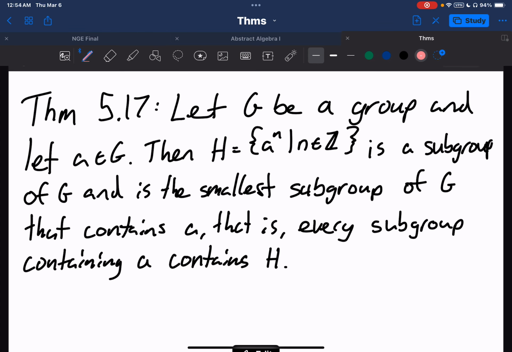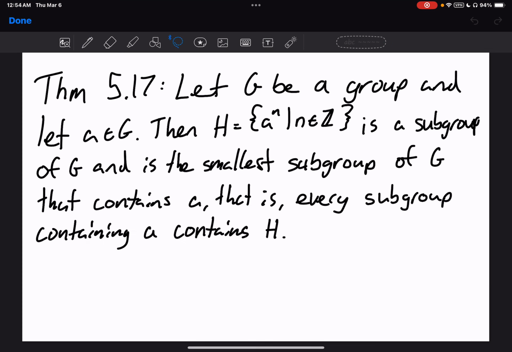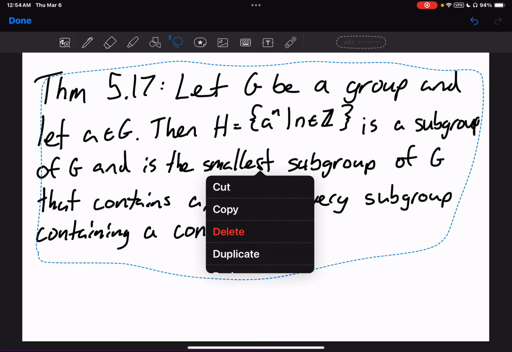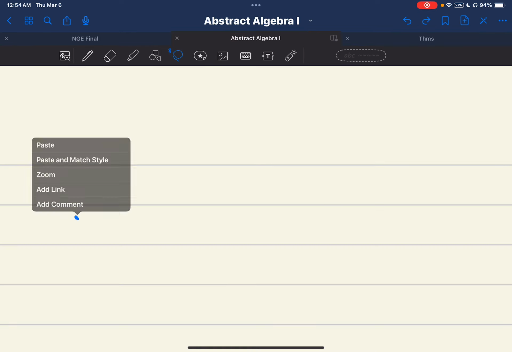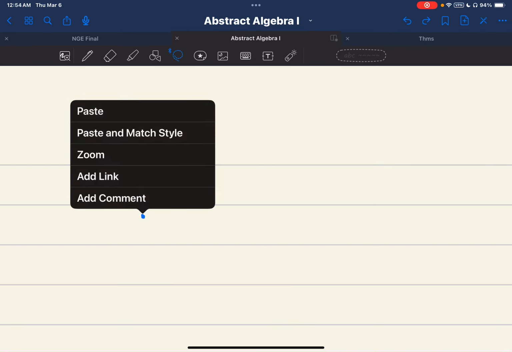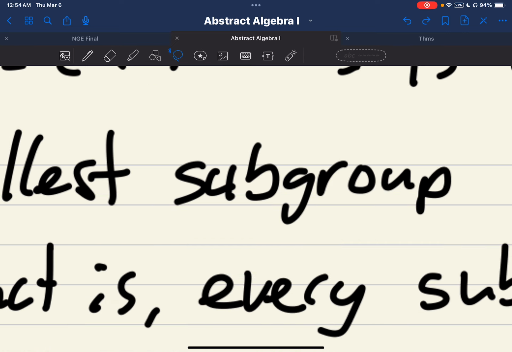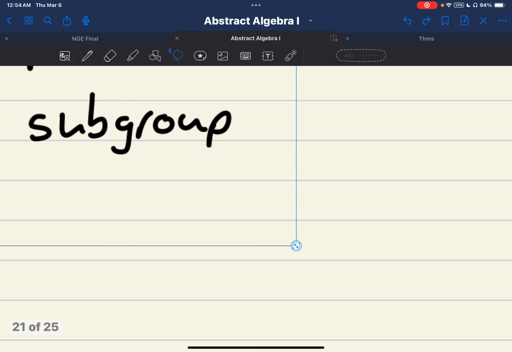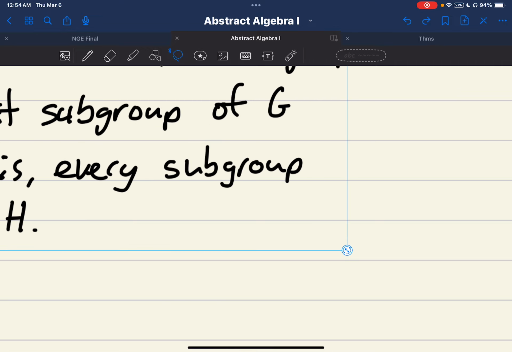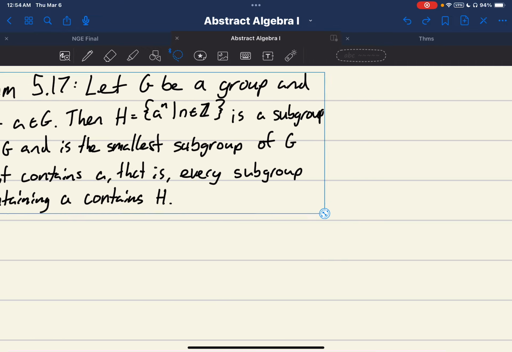Let's be honest here. This is theorem 5.17. I'm gonna just copy it over and then I'll read it out. But first I want to get to my scratch paper to feel safe. I'm introducing these proofs as a way of getting more familiar with the cyclic notation.